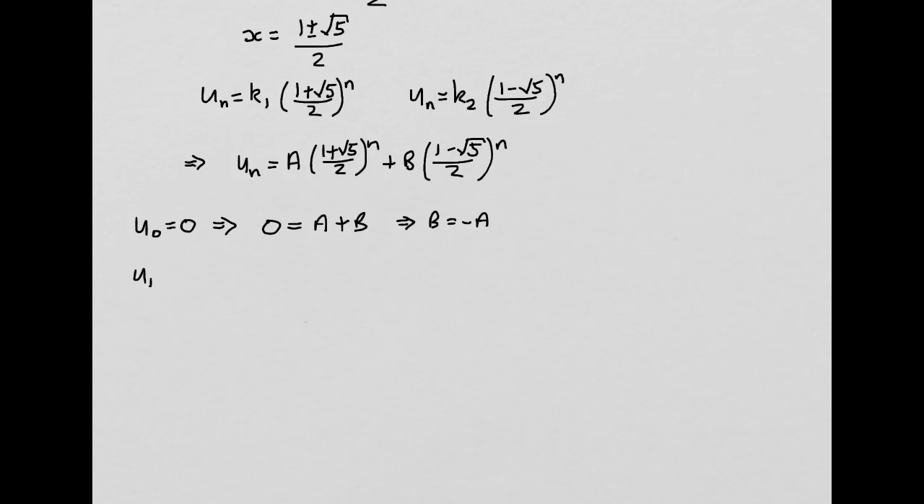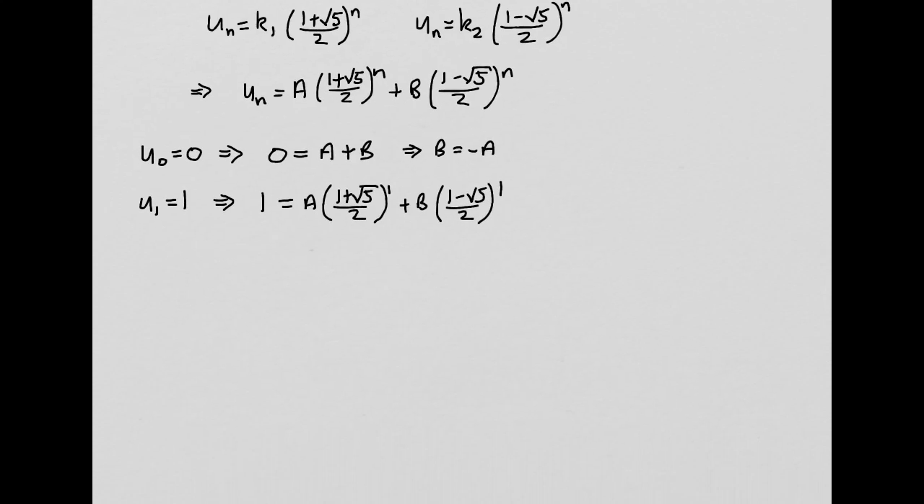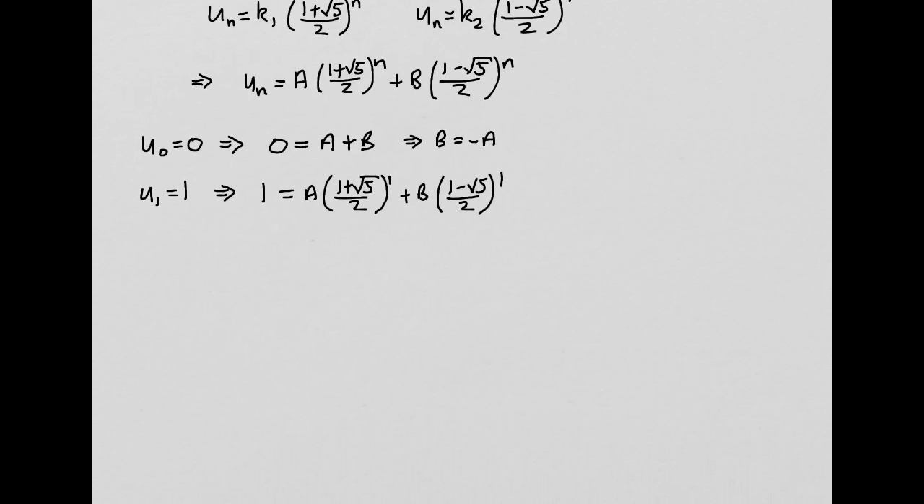Okay, now let's look at the other rule which we had, which was the first term was equal to 1. Therefore 1 is equal to a times (1 plus the square root of 5 all over 2) all to the power of 1, plus b times (1 minus the square root of 5 all over 2) all to the power of 1. Now what I can do at this point is look at these two terms. The power of 1 isn't going to do much, and I can replace b with negative a. Effectively, I've got simultaneous equations here, and I'm going to go ahead and try to solve them.